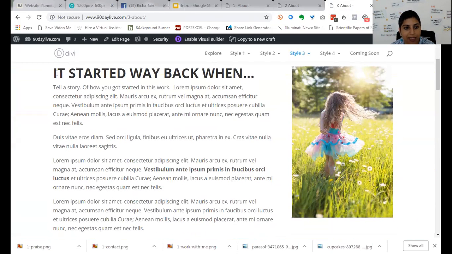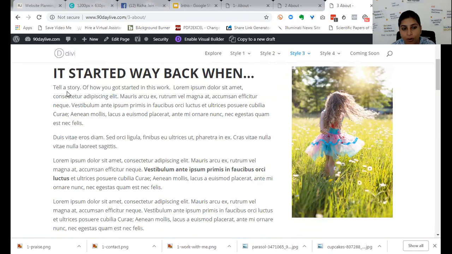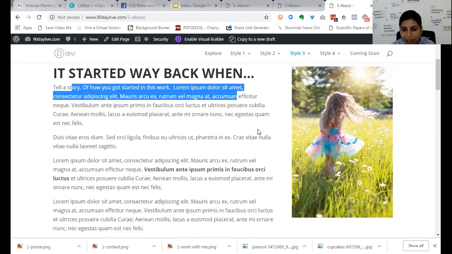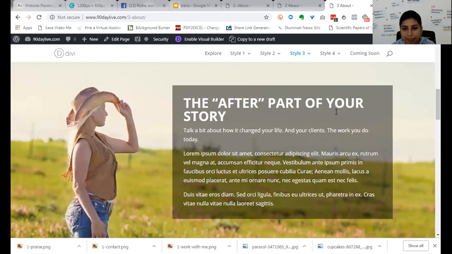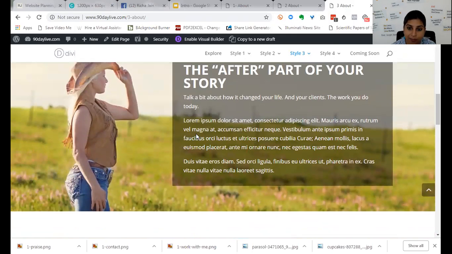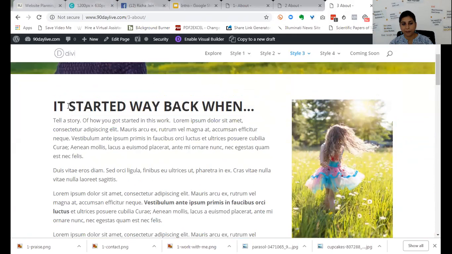start with something, the past. It started way back when, of how you got started, of how things started happening for you, and include a photo of yourself on the side. Then you talk about the after part of the story, which is your end result, who you are today, the Z part of the transformation. So this is clearly your A to Z journey.